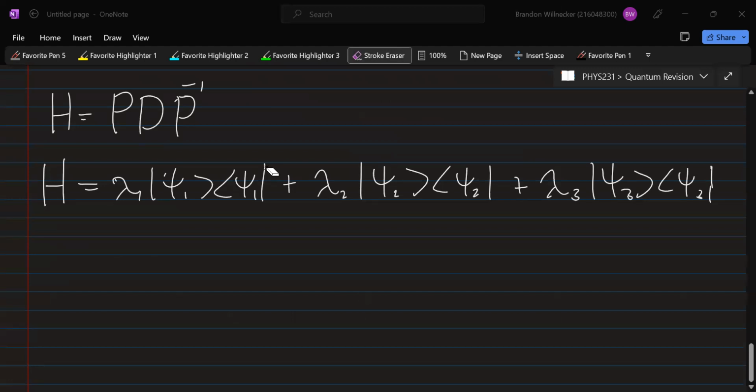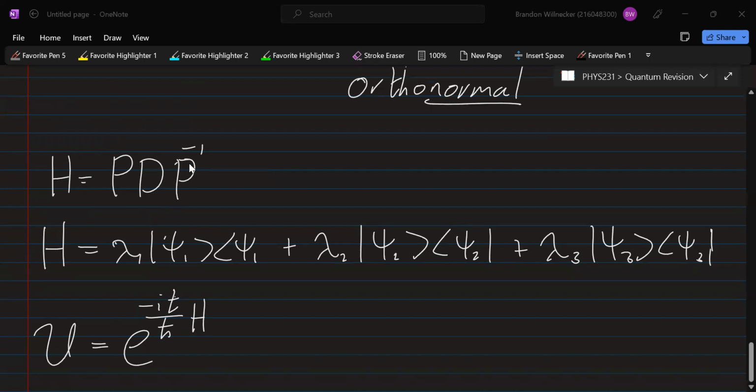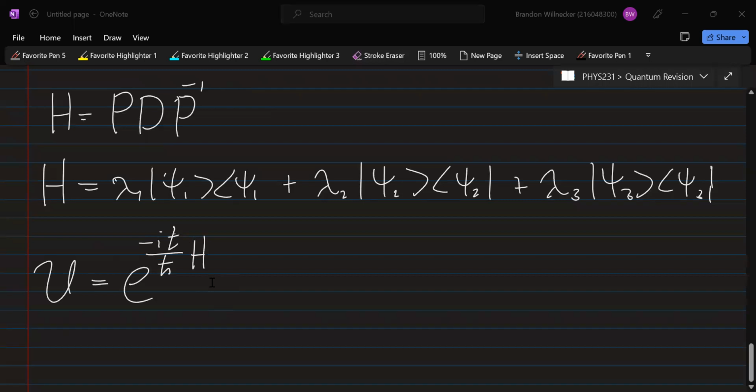So remember U, the unitary time evolution operator, is e to the minus i t over h bar times our matrix H. Okay, so this is a function of a matrix. So we can either use this first option where it's diagonalized with D and then substitute that in.